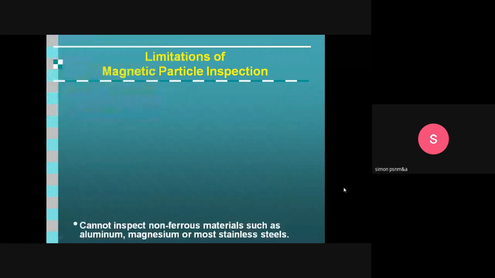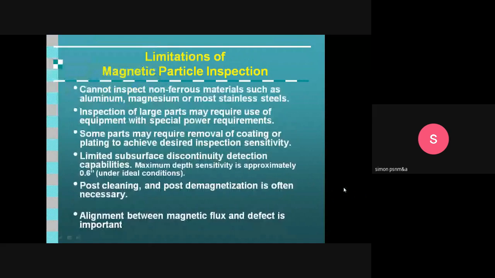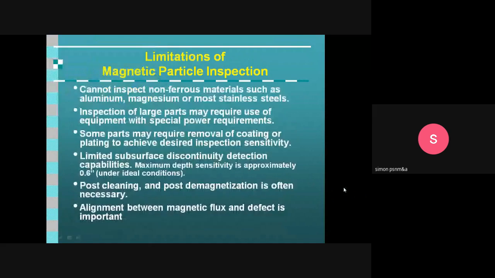So what are the limitations of magnetic particle inspection? It cannot inspect non-ferrous materials such as aluminum, magnesium, or most stainless steel. So most stainless steel and non-ferrous materials like aluminum and magnesium cannot be inspected. Inspection of large parts may require use of equipment with special power requirements. So large components require equipment with special power requirements.